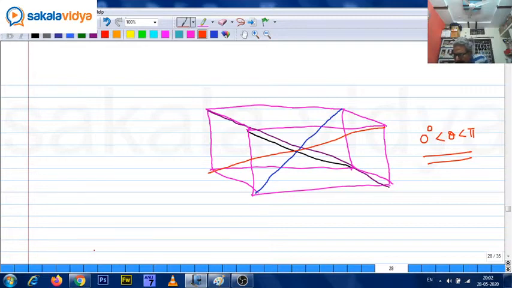Okay, we can take minus. If you take minus, you will be getting cos inverse. I will explain that also.